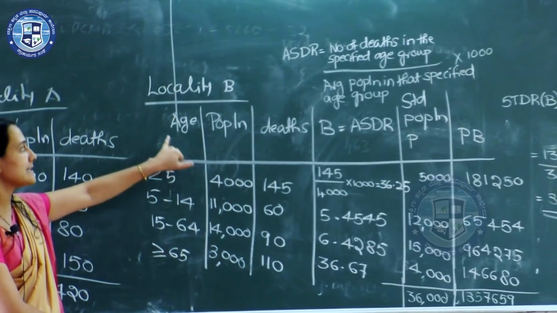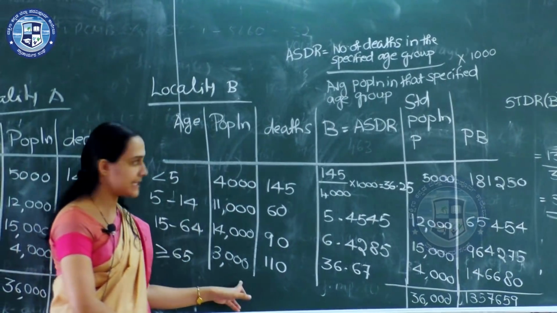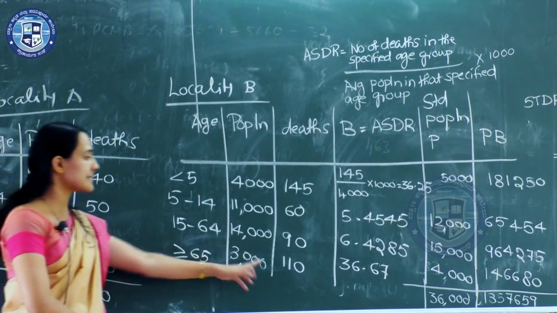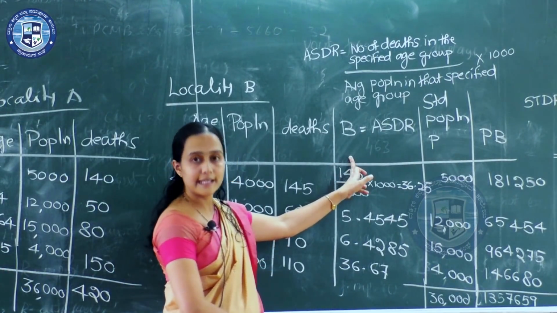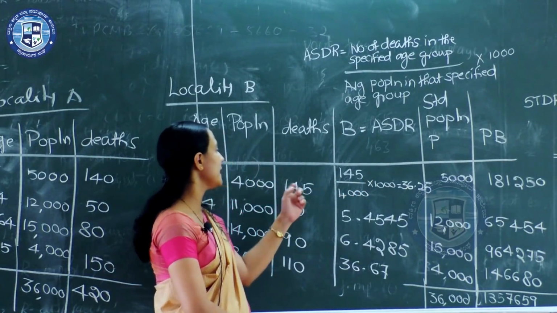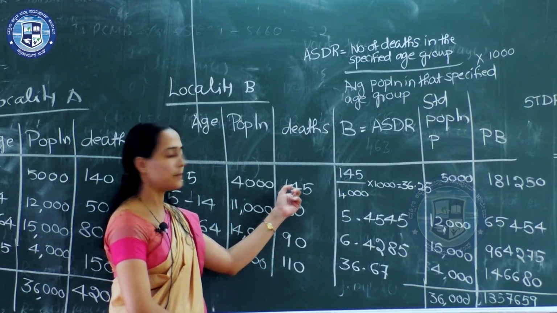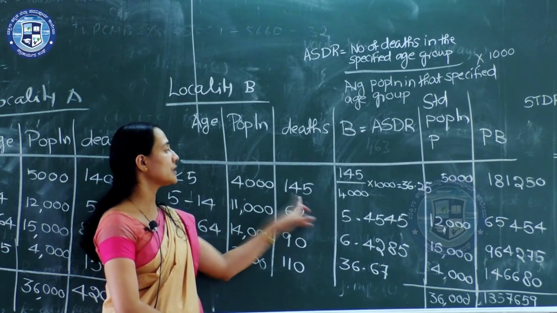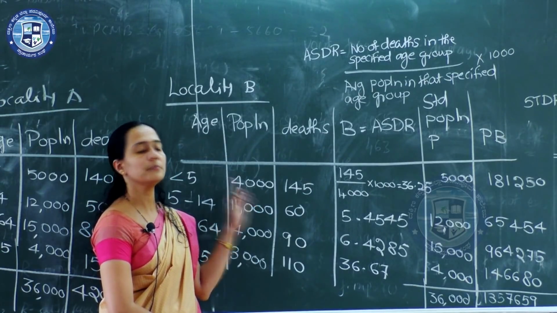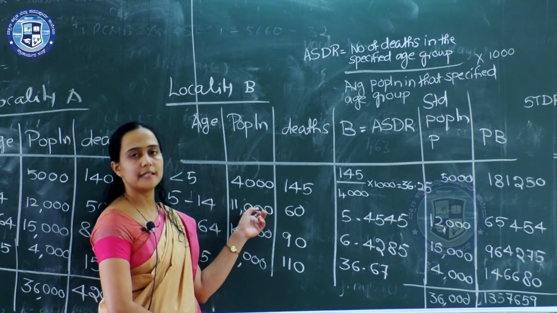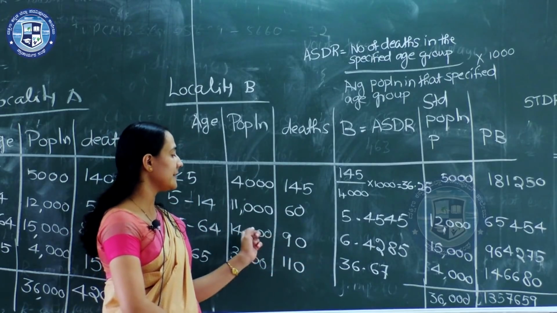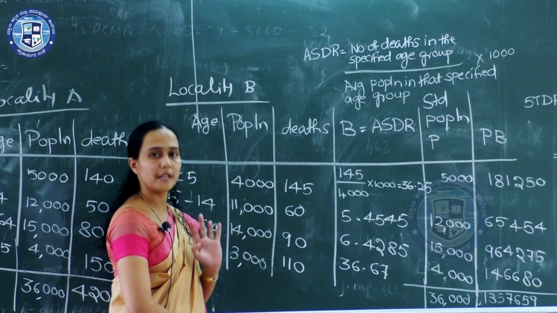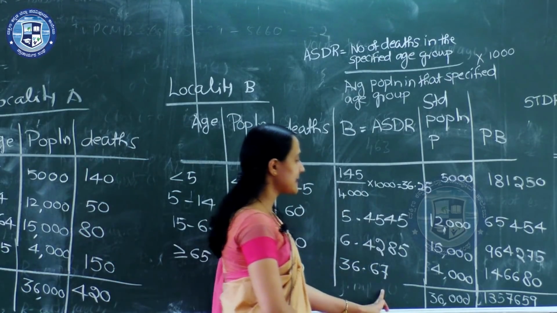So for locality B, age, population is given, deaths given, this is the same as what we wrote here. Then the age specific death rate of population B is the number of deaths in that age group divided by average population in that age group into 1000. 145 divided by 4000 into 1000. 60 divided by 11,000 into 1000. 90 divided by 14,000 into 1000. 110 by 3000 into 1000, like that. So the answers are this one.